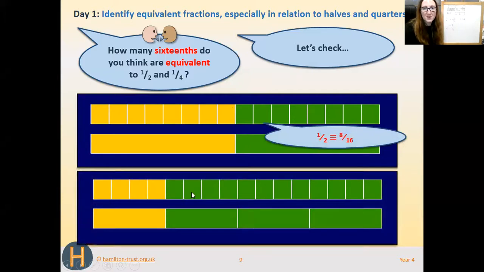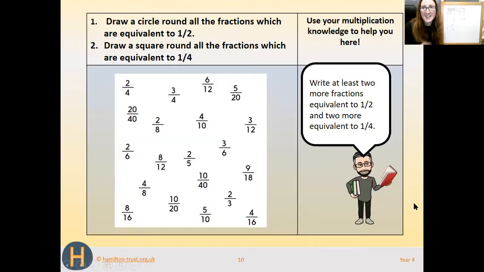And here we go. Here's our 16ths again. And here are our quarters. 1/4 is shaded here, and that is equivalent to 1, 2, 3, 4/16, because 4 is 1/4 of 16. 16 divided by 4 is 4. Brilliant. Now it's over to you.